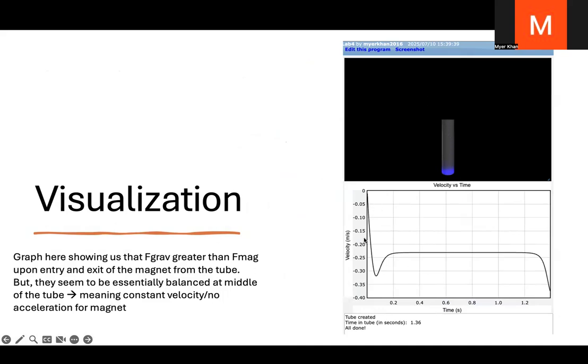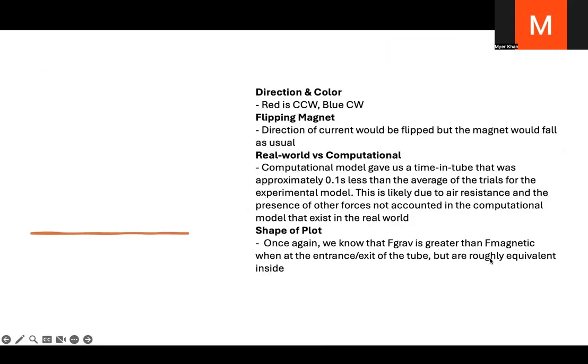And so looking at the graph that was also outputted here, it shows us that the gravitational force is greater than the magnetic force upon the entry and exit of the magnet from the tube, but in the middle here they seem to be essentially balanced, meaning a constant velocity or no acceleration of the magnet.